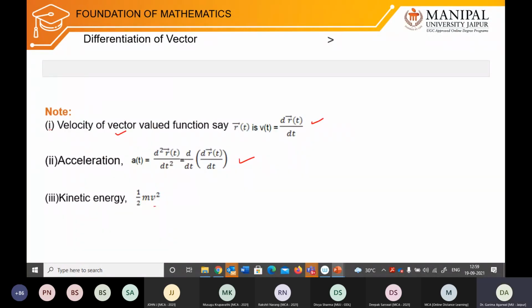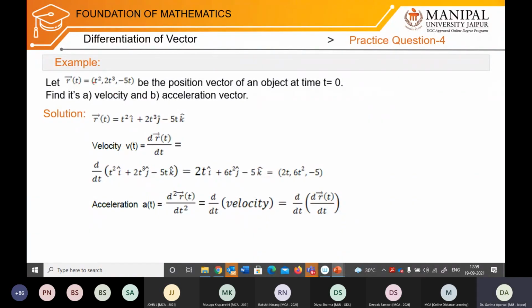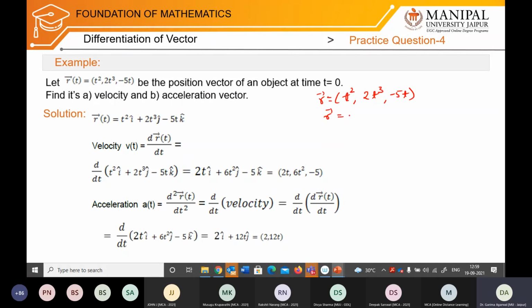So velocity is the first order derivative of the vector, acceleration is the second order derivative of the vector, and this is kinetic energy. Now let's say I have this vector: t square, 2t cube, and minus 5t. This is in the coordinate system, right? So vector r can be written as t square i cap, 2t cube j cap, minus 5t k cap. At time t equals 0, we need to find the velocity and acceleration.